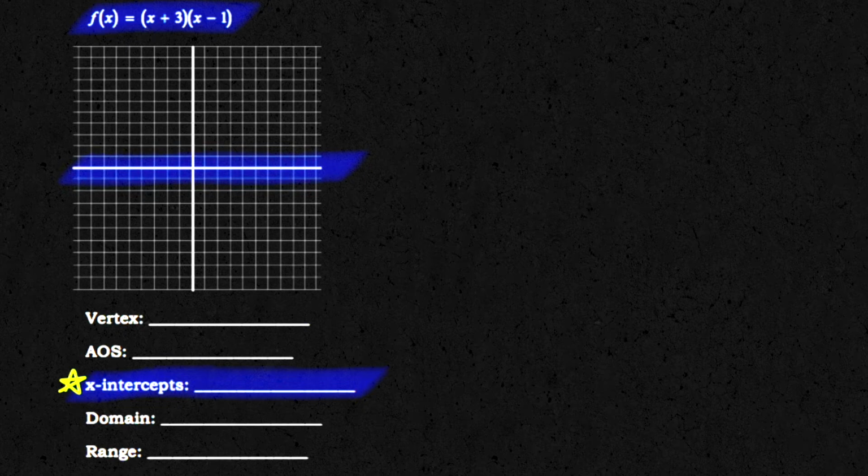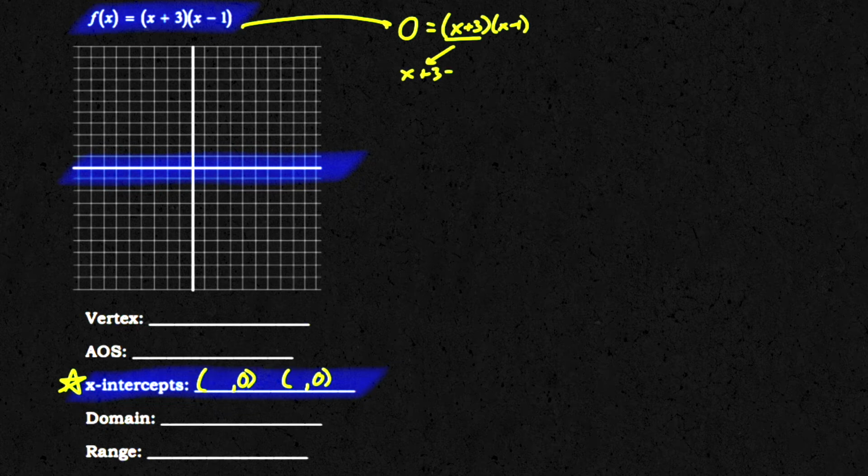So I know on the x-axis the y value is 0, so I could write these out as something comma 0 and something comma 0. Then we just have to take the equation and fill in 0 for the y value. In this case they had f of x, but again that's the same thing as y. And then I'll write x plus 3 times x minus 1. And to solve this, I'll just take these two factors, split them up, and set them equal to 0.